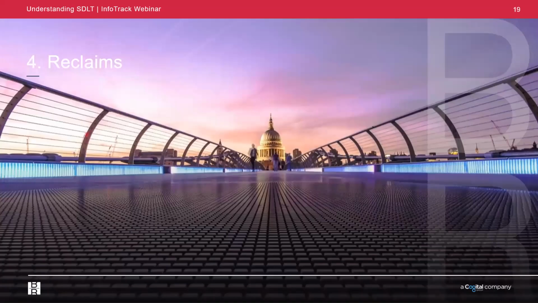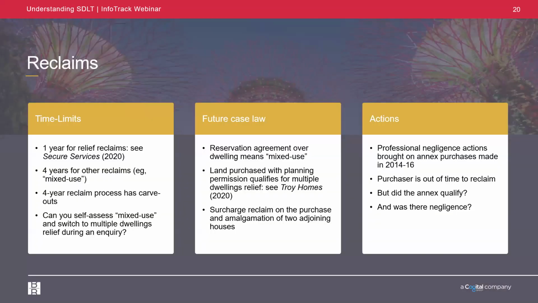Okay, last topic. Let's talk about reclaims, or some aspects of reclaims. So this is, I guess, the term used to describe the act of applying for a repayment of SDLT from the revenue where a mistake has been made. Either a relief hasn't been claimed, or perhaps the right rates of tax haven't been used. And here there's a distinction.